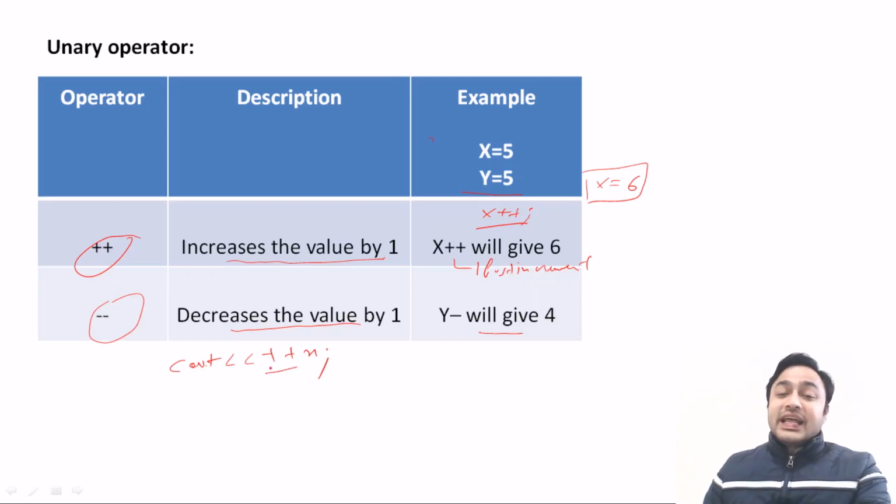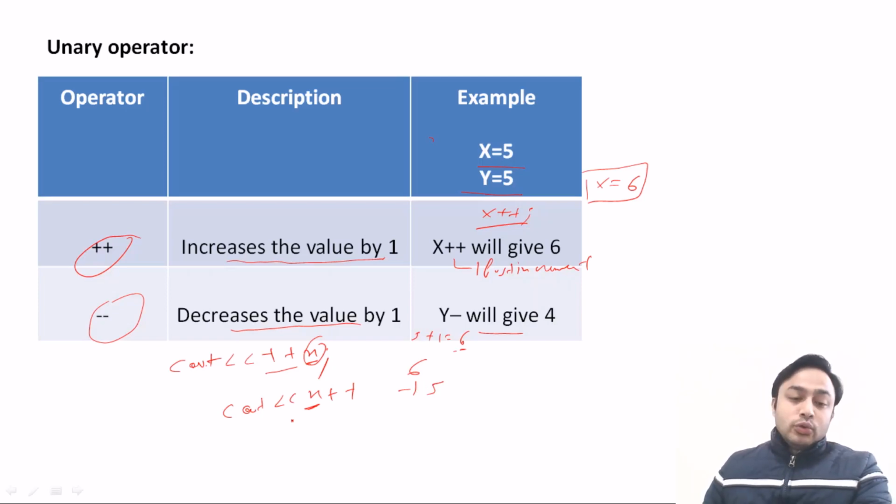So here first the increment will be done. After that, it will display the value of x. For example, the value of x is 5. So plus plus means 5 plus 1 will be 6, and it will display the value 6. But when you use cout x plus plus, first it will display this value. So you will get output 5 on the screen when you use it like this.